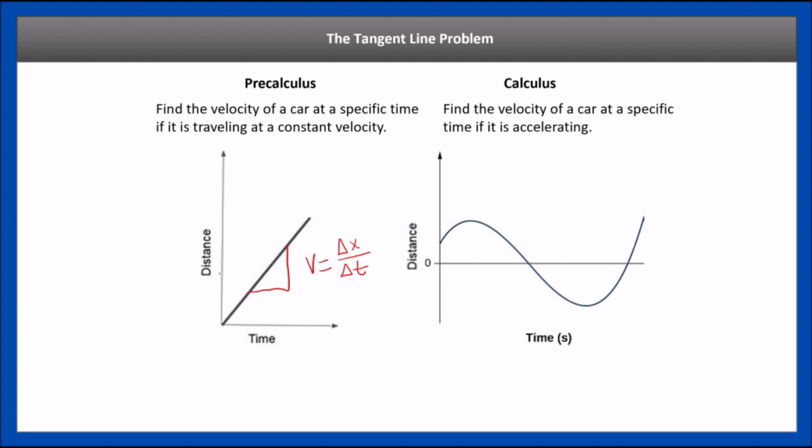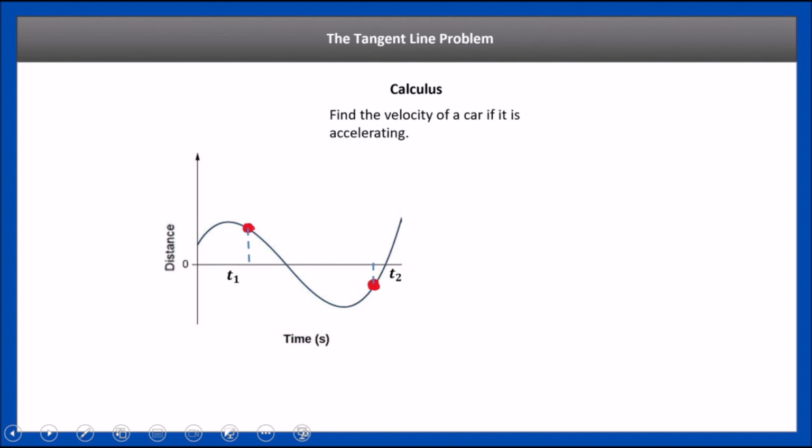In calculus, the velocity varies depending on the time. For example, the velocity could vary here, it could vary here. In order to find the velocity at a specific time, you have to actually draw these tangent lines. So if I wanted the velocity at time t1, I needed to get the slope of this tangent line. The tangent line is the line that just touches the curve at that one point.